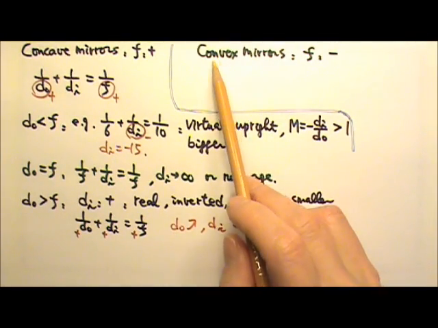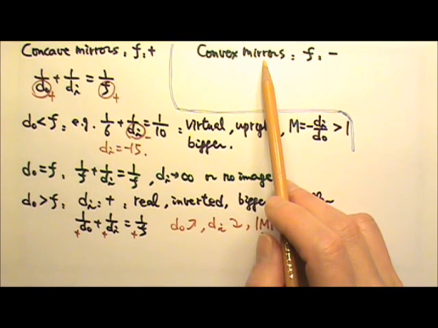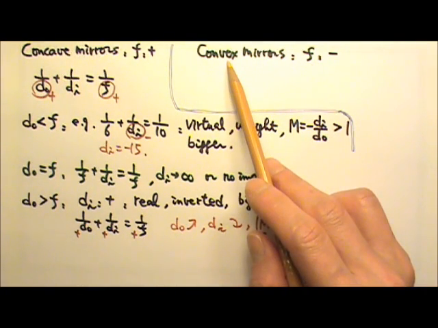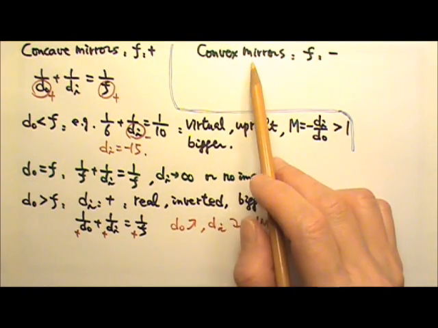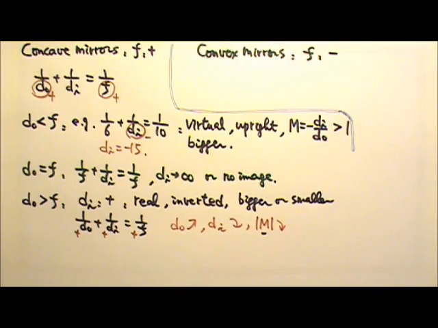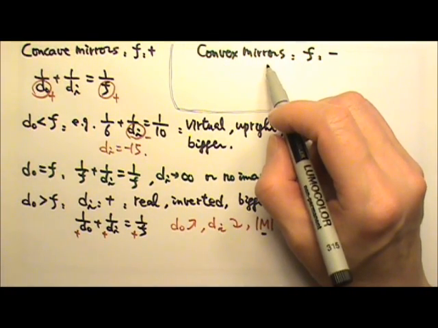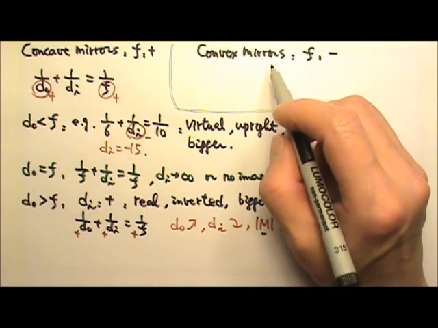Now let's look at the convex mirrors. Convex mirrors have negative focal length because convex mirrors do not really focus or converge light. They diverge light instead. Since convex mirrors do not converge light, they can never form real images.